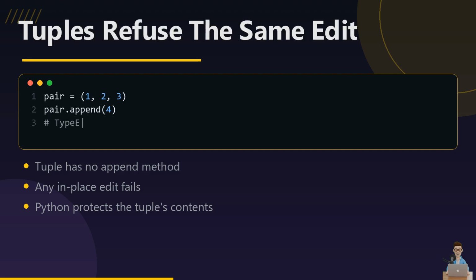Now try the exact same move on a tuple. There is no append method to even call, Python just tells you flatly that this object doesn't support it. It's not a bug and it's not an oversight. The tuple was built to never let its contents be rewritten in place. That's the whole difference sitting right there in one error message.